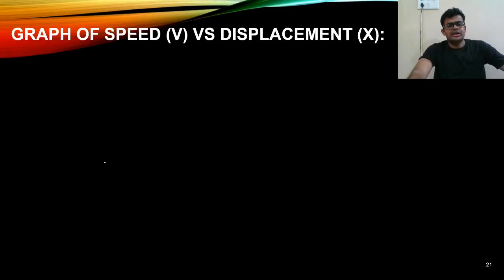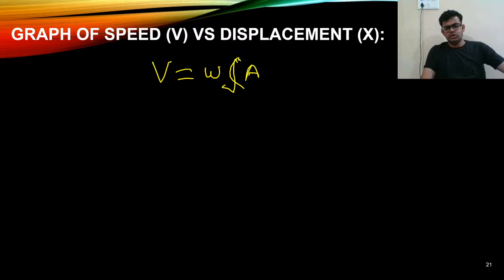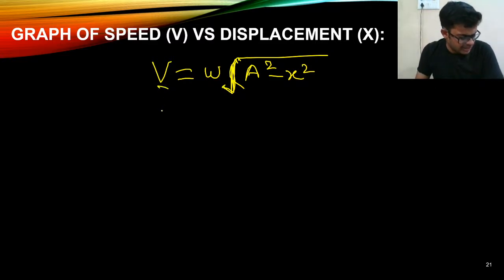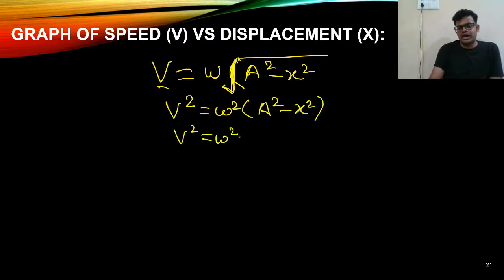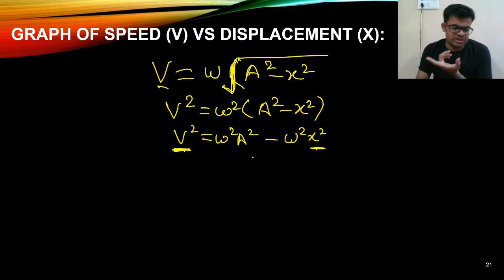Let us talk about the graph between displacement and speed. What is the formula of speed? V is equal to omega into root of a square minus x square. This is the formula of velocity or speed in terms of displacement. Let us square both sides. So v square is equal to omega square into a square minus x square. Let us simplify it: omega square a square minus omega square x square. What are the variable terms? V is variable, x is variable. Amplitude is always constant, omega is always constant for an SHM.